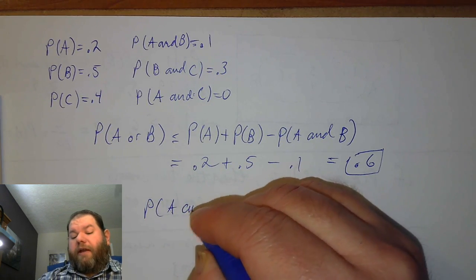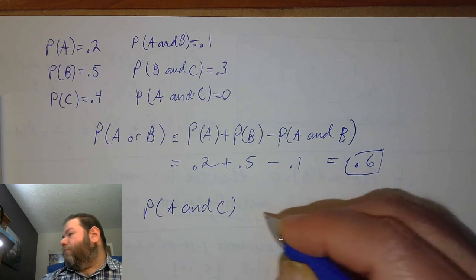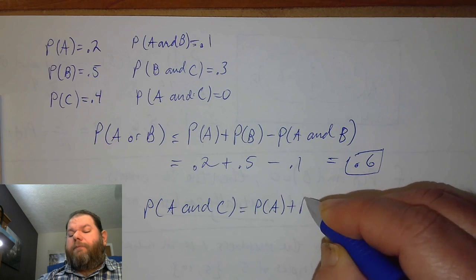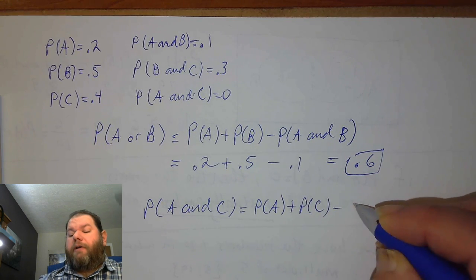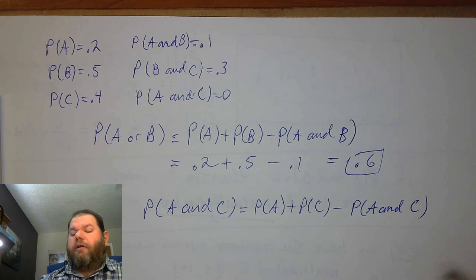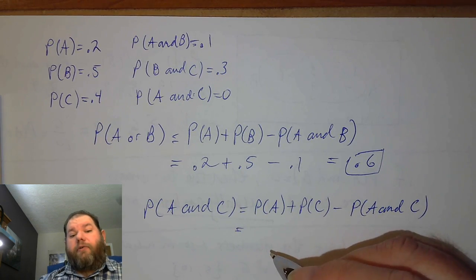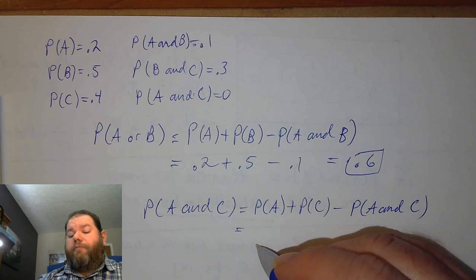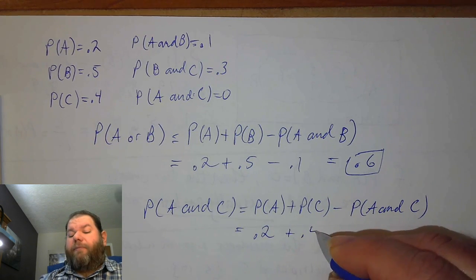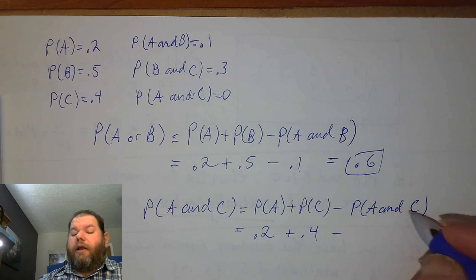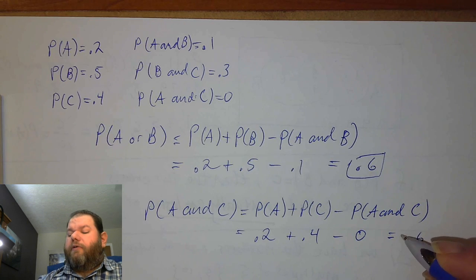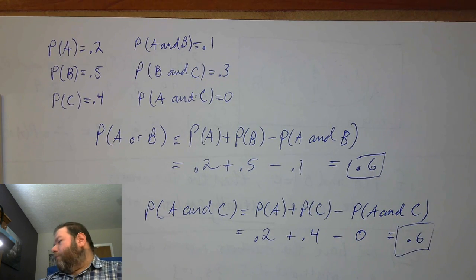And then the probability of A or C is probability of A plus probability of C minus probability of A and C. Again, filling in our numbers that we have above. Probability of A is 0.2. Probability of C is 0.4. A and C was 0. So this one's also 0.6.